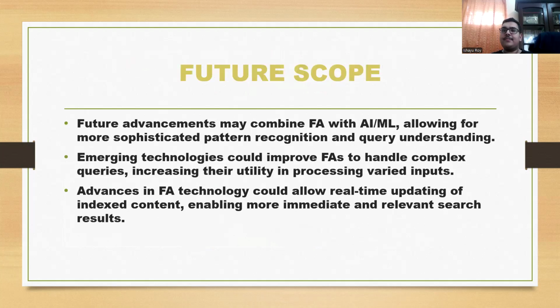Future scope. What we have seen while exploring the finite automata is that there are some limitations to its working. It is not able to process large data sets or complex patterns because of the lack of memory. So in future, what can be done is that you can combine these finite automatas with AI/ML models to allow for more sophisticated pattern recognition and query understanding. Then some other technologies could also improve finite automata's ability to handle complex queries, increasing their utility in processing variables. Then advances in the finite automata technology could allow real-time updating of index content, enabling more immediate and relevant search results.